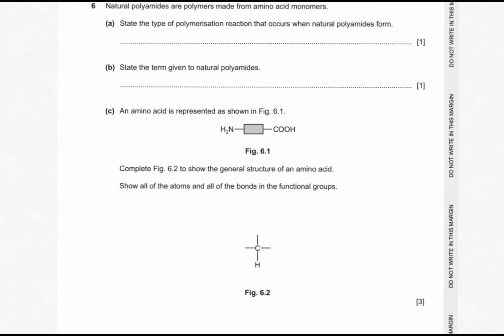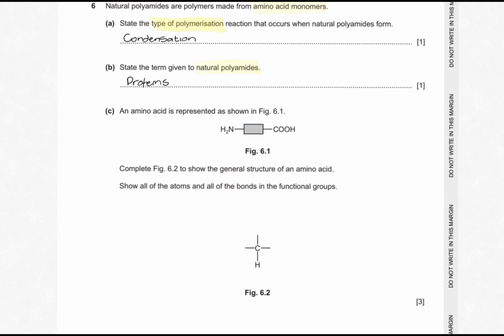So question 6 says that natural polyamides are polymers made from amino acid monomers. Now remember that polymerization can be done in 2 different ways, either addition polymerization that has to do with alkenes, or through condensation polymerization that creates biological molecules. The first question asks to state the type of polymerization reaction that occurs when natural polyamides form, and this is called condensation.